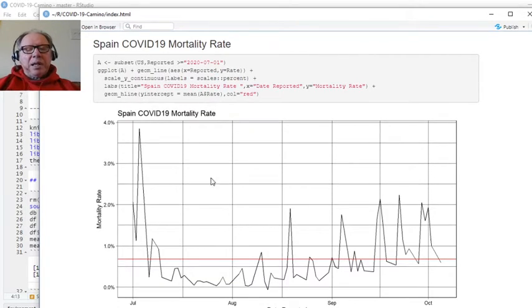So first we look at the mortality rate. The mortality rate is a very simple calculation. You divide deaths by cases, and that gives you an estimate. So what you can see here, unfortunately, is they're really struggling.